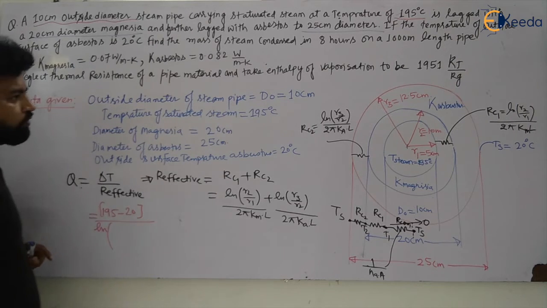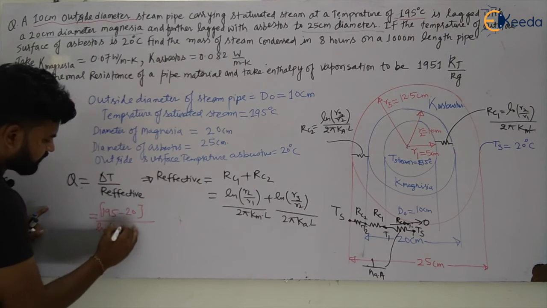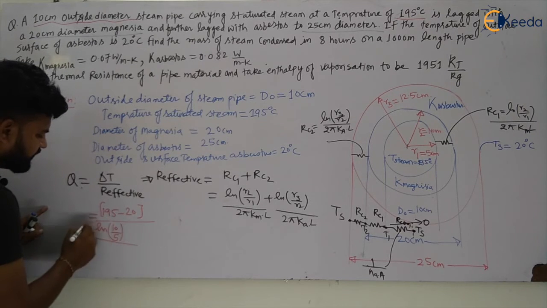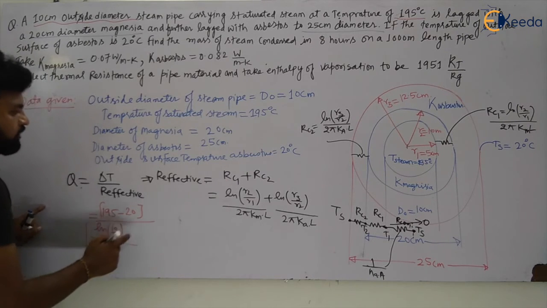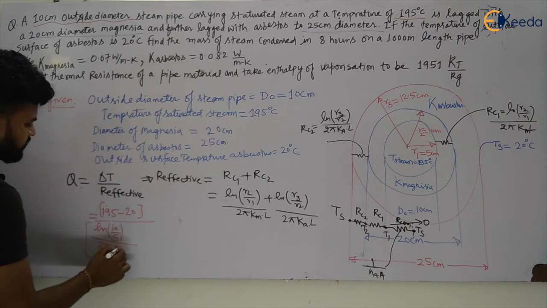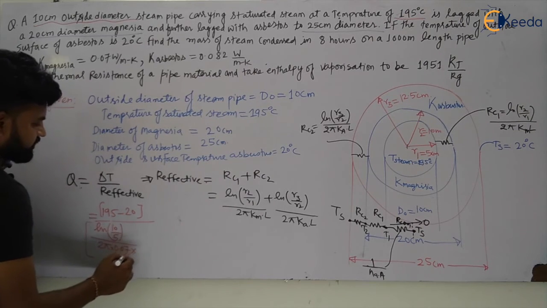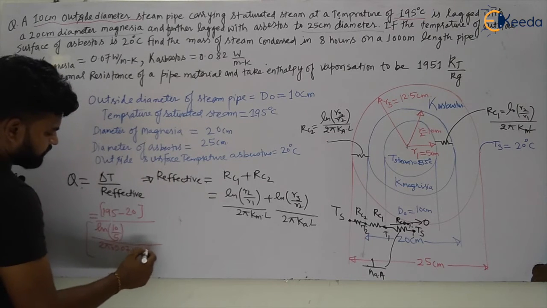What is your R2? R2 is 10 centimeter, my dear students, divided by R1, which is 5. So this will be ln of 5 divided by 2 pi KL. What is the 2 pi KL? 2 pi into K magnesia. What is the conductivity of magnesia? This is given to be 0.07 watt per meter Kelvin, and length is given as 1000 meter. He is asking for 1000 meter.